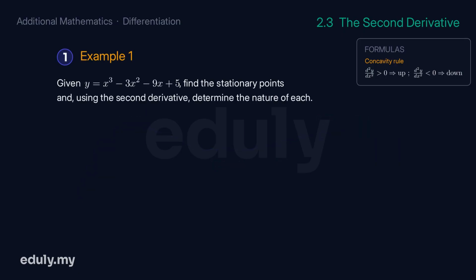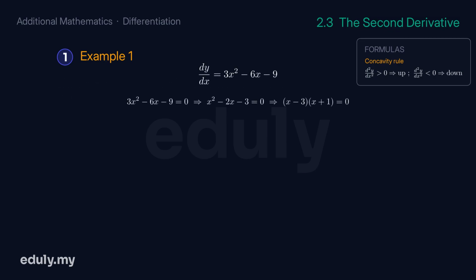Given y equals x cubed minus 3x squared minus 9x plus 5, find the stationary points, and, using the second derivative, determine the nature of each. Differentiate term by term, set dy over dx to 0, and factorize to find the stationary x values. X equals 3 or negative 1. Differentiate dy over dx again, not a fresh rule on y, to get the second derivative, 6x minus 6.